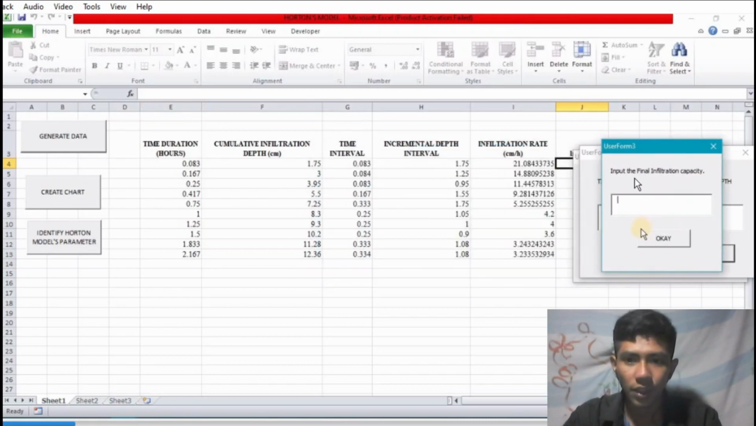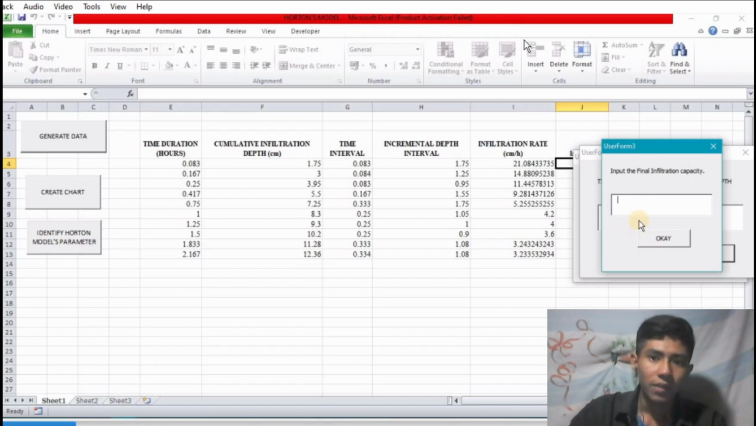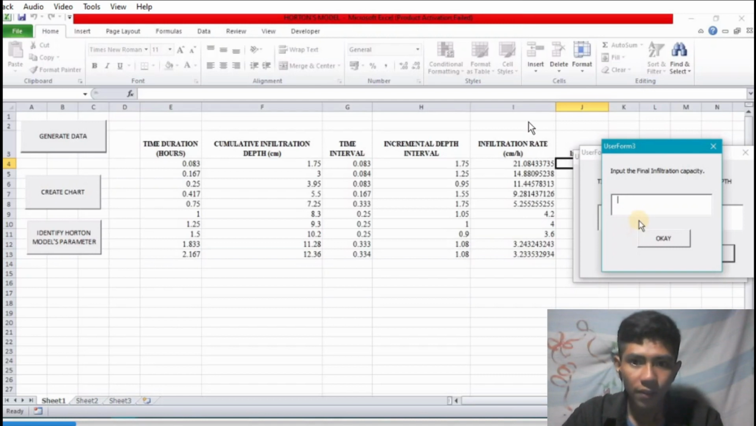Okay, finish. Now, let's pause a bit. It said input the final infiltration capacity or the minimum infiltration capacity. Ano yung final infiltration capacity? Well, paano natin malalaman yan? Dito natin titingnan sa infiltration rate box. Look at this at the bottom. 3.243, 3.23. Almost the same.